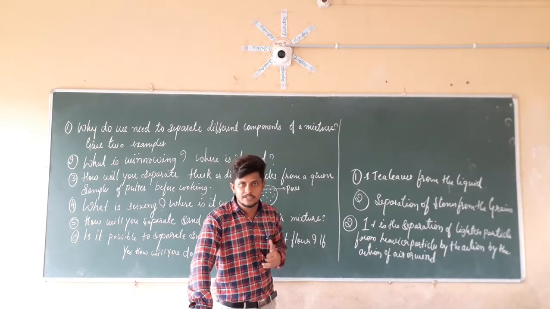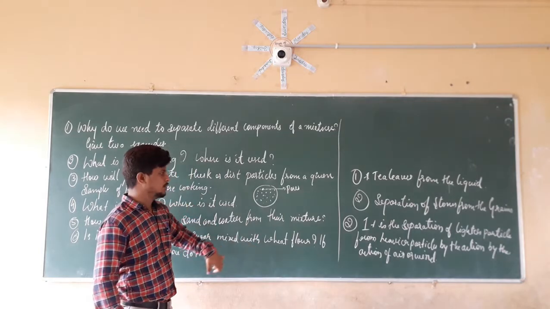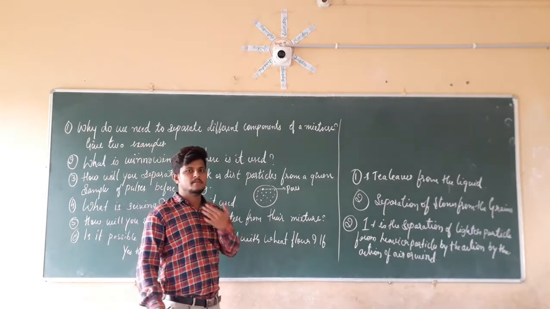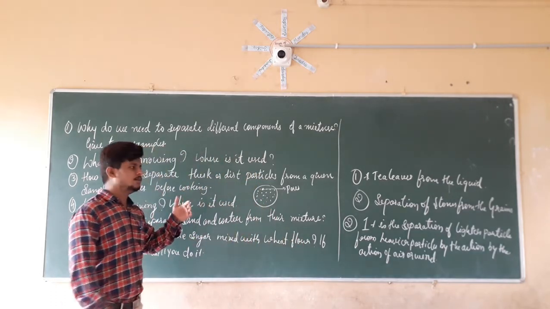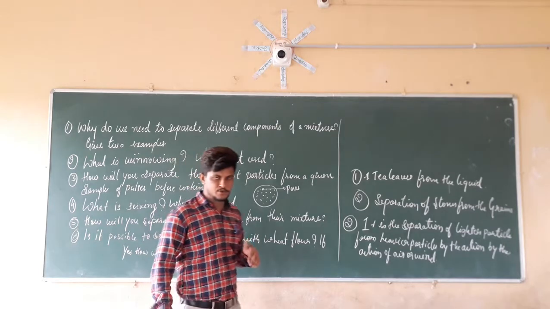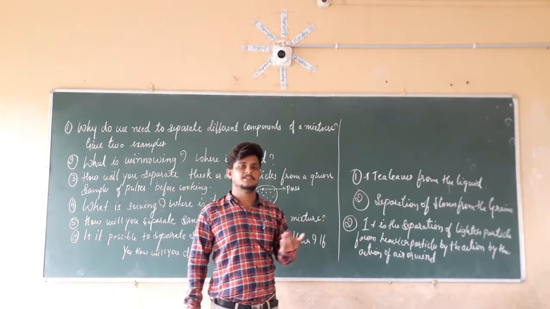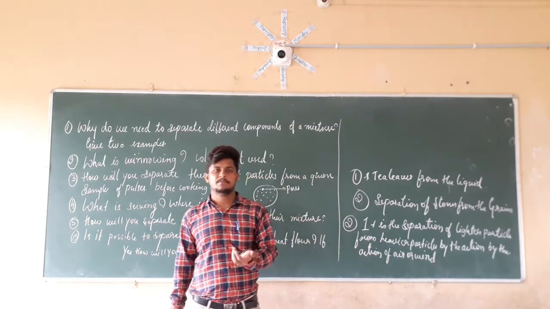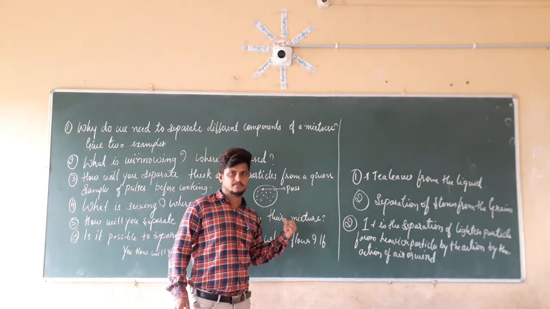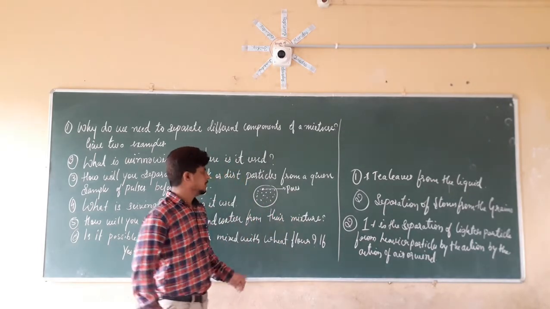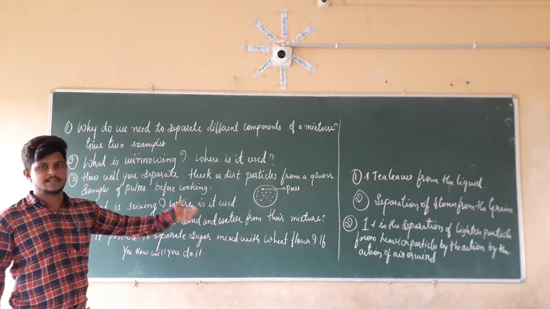So where is it used? It is used in the flour mill. In the flour mill, before making the flour, the wheat is separated from its impurities, where the impurities are the husk in the flour. So it can be used there in the wheat mill or in the flour mill. You can take it as flour mill.